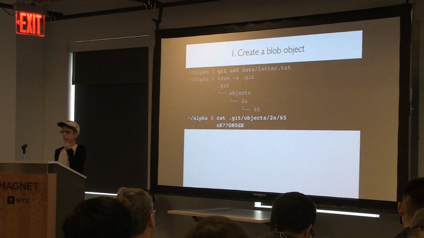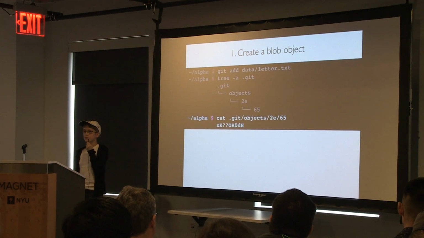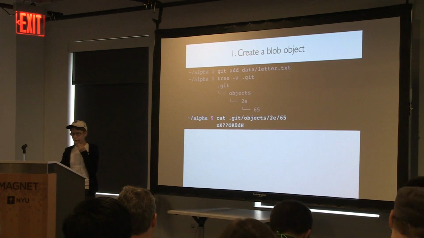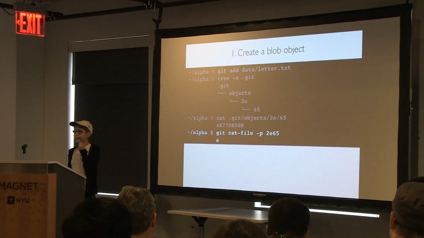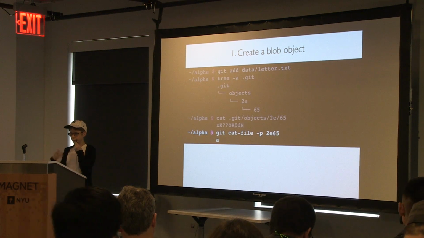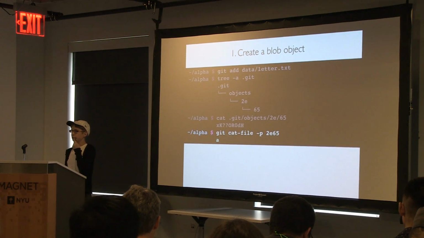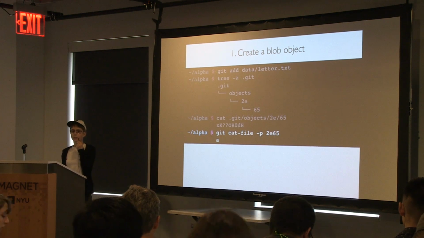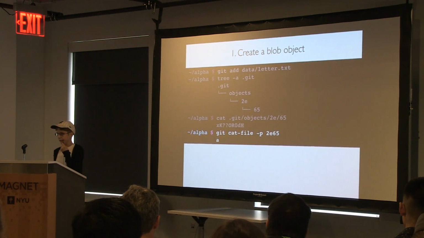So let's try and cat that file, the 65 file, and it's just not very helpful, unfortunately. It's compressed. But we can use this simple command called git cat-file, which you just give the hash of something in your objects directory, for example 2e65, the hash that we put in originally, and it will give you back a human-readable form of whatever you saved away. So there's A.